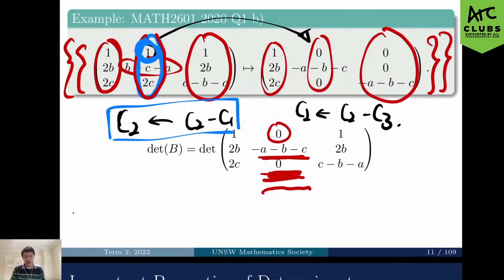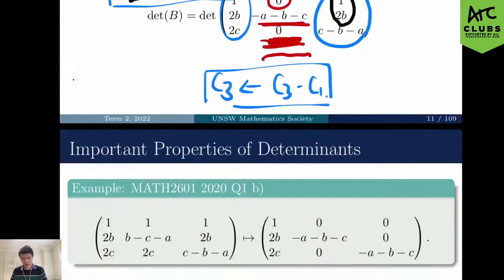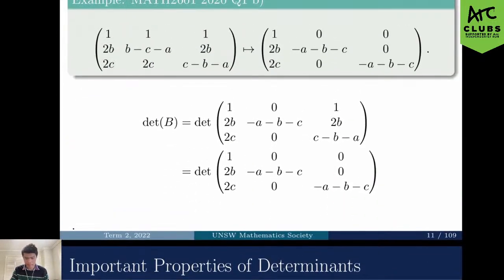So comparing this with the final answer that we want, the first row is correct, the second row is correct, it's just the third row that we still need to change. And you can kind of sense what's going to happen here. We've got a 1 and a 2b over here. We want to somehow change that to a 0 and a 0. So where can we find a 1 and a 2b that we can subtract from this? Well, it's over here, right? You can replace column 3 with column 3 minus column 1. And that gives us this last thing over here. And then we're done, because that's what they wanted us to show.